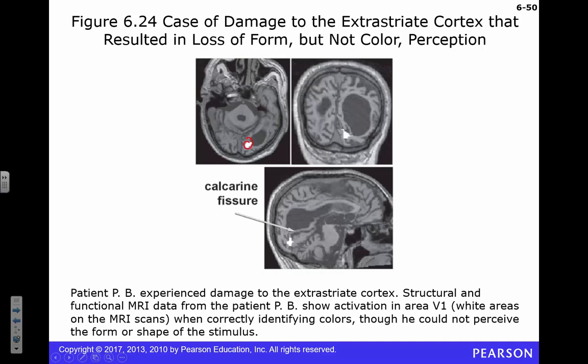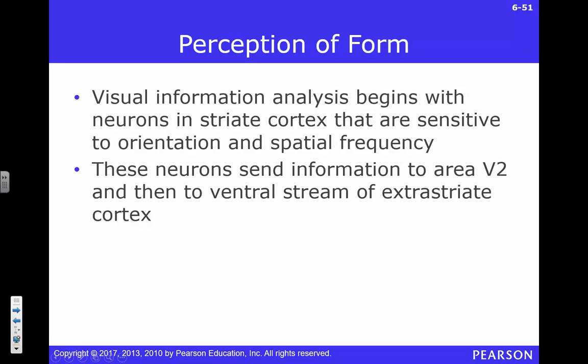There's a little bit showing the damage of this particular individual. This person actually lost form but not color. So they could still see colors, but they couldn't see what was going on in the world. They would just see blobs of color out there, but they couldn't tell you what they were looking at. And this was area V2, which is interesting, just a little bit away from area V1. Really important for that spatial information.